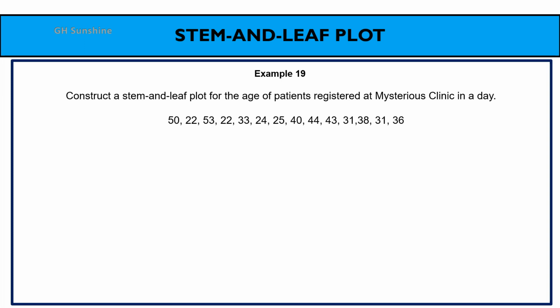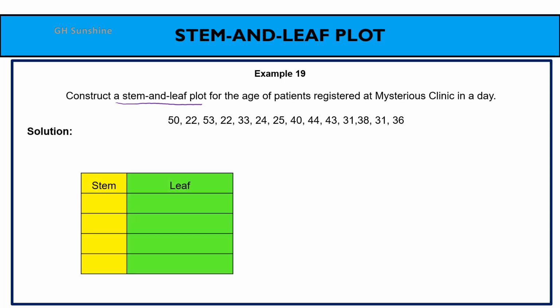Next method to identify the shape of the distribution is by using stem and leaf plot. But first of all, you need to know how to construct stem and leaf plot. So using this example, construct a stem and leaf plot for the age of patients registered at Mysterious Clinic in a day. So this one data based on two digits. So first step, construct the table like this. First column, stem. Second column is leaf.